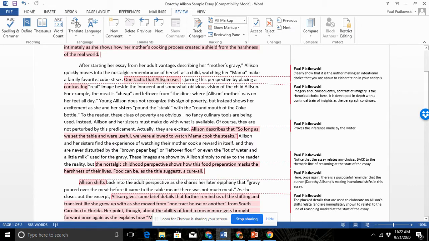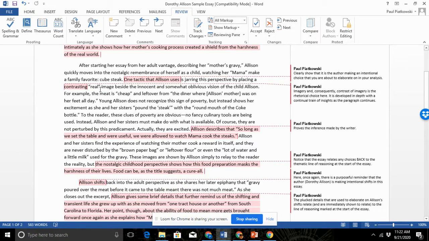So you can see here that there's a clear purpose of showing the author's intentionality. So one tactic that Allison uses, and not only does it start talking about the images, but it talks about contrasting the images, right? Imagery, and consequently, contrast of imagery is a rhetorical choice here, developed in depth with continual train of insights as the paragraph continues. So the idea of young Allison does not see this. The reader does see this. We're bringing in the rhetorical situation.